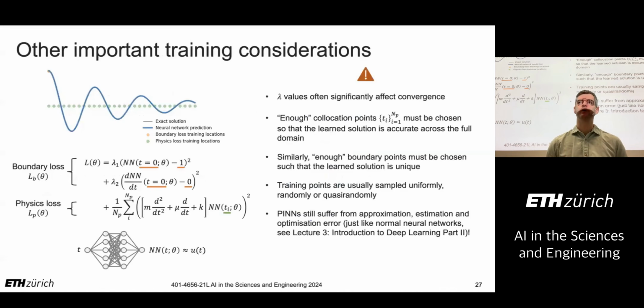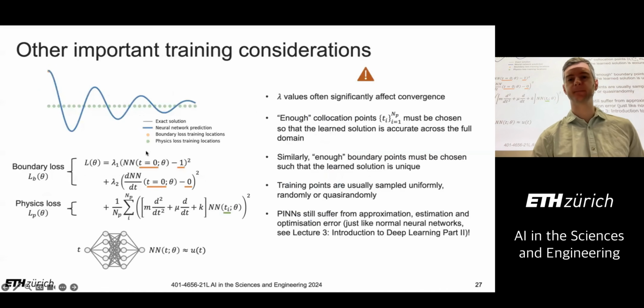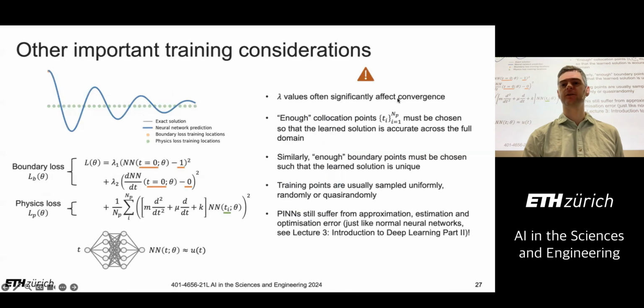There's a couple of other important considerations, which I think we've pretty much talked about already now. The lambda values really significantly affect convergence, and often it's a key choice to define them properly. We also have to make sure that we have enough co-location points in the domain to constrain the PDE residual precisely across the whole domain. And enough is quite hard to define precisely.